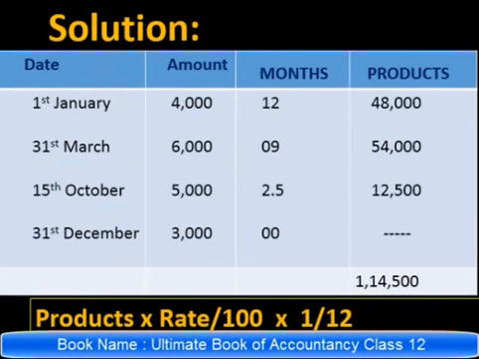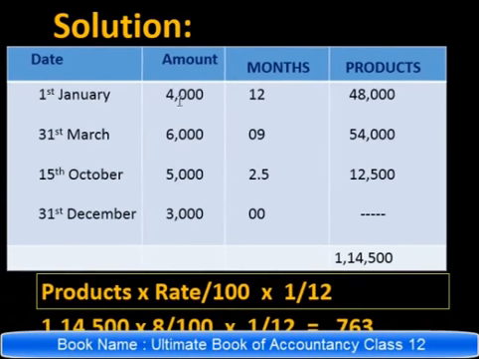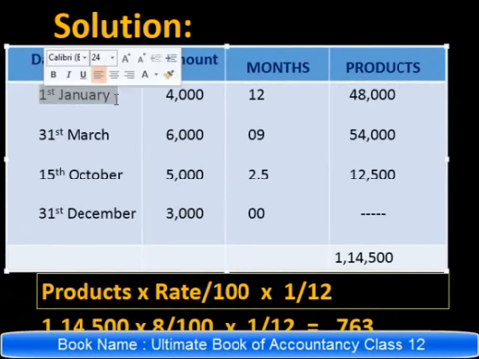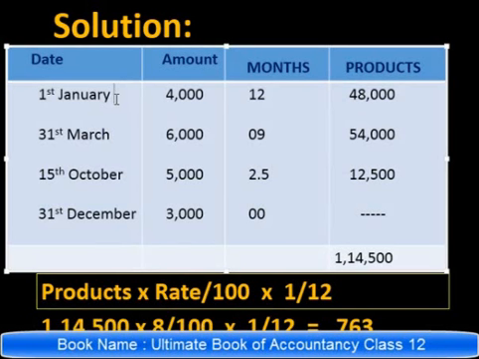So this is the solution. You write the same dates in one column, 1st Jan, 31st March, 15th October, 31st December, and the same amounts which were given in the question, 4,000, 6,000, 5,000 and 3,000. Now we will calculate the months from the date to the end of the accounting period. Like the first drawing is made on 1st January. Now I will calculate from 1st January to 31st December how many months are there. So there are 12 months.